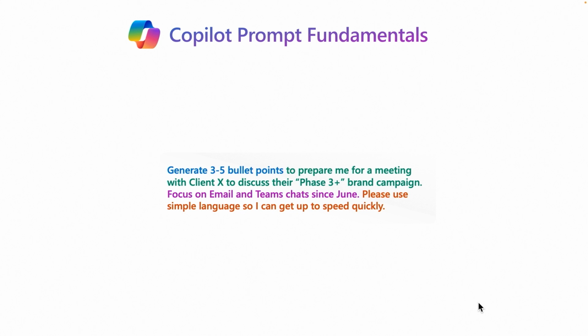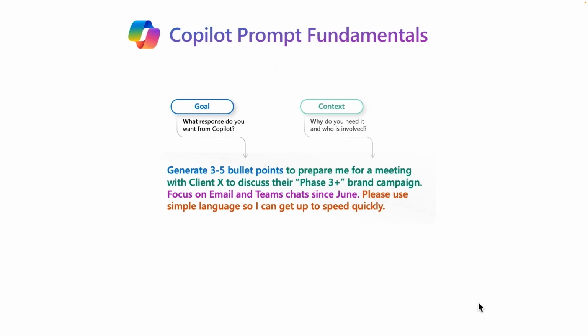Now, this is actually a really good example, Donna, because there are 4 areas that this breaks down to. First off, what's the goal of this? Well, it has generate 3 to 5 bullet points. Perfect. Next is what's the context? Well, who are we meeting with? It looks like client X to discuss their phase 3 branding.